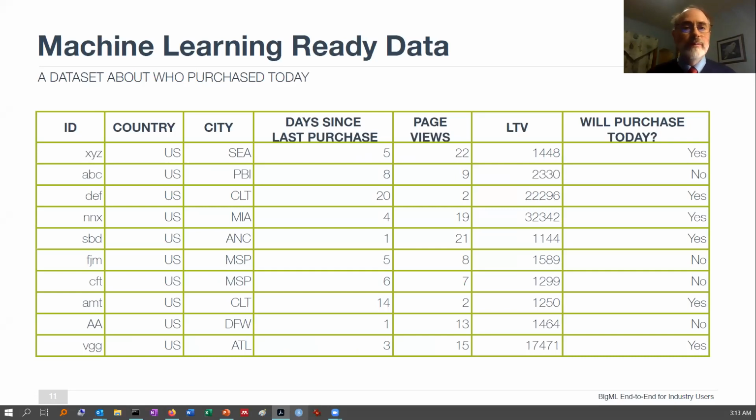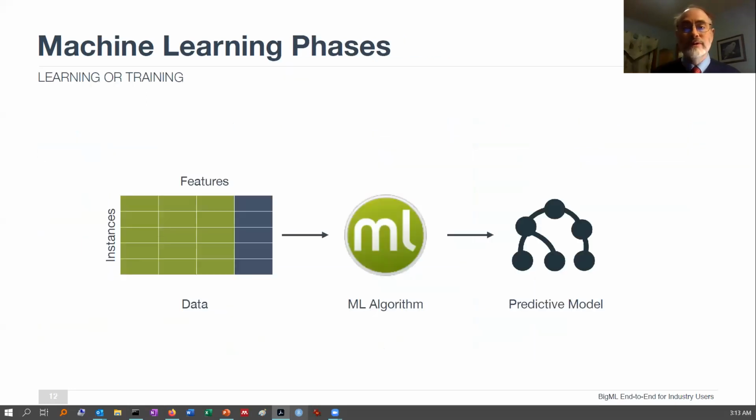So let's look at an example. Suppose we had a data set about who purchased today on our website. So we have an identifier for a person, the country they came from, the city, the number of days since their previous purchase, the number of page views that they went to, say, on our site, and their long-term value as a customer to us, how much have they spent, and then whether or not they made a purchase today.